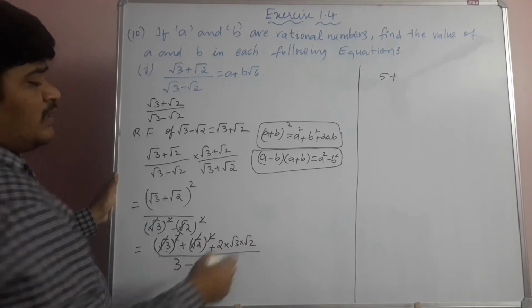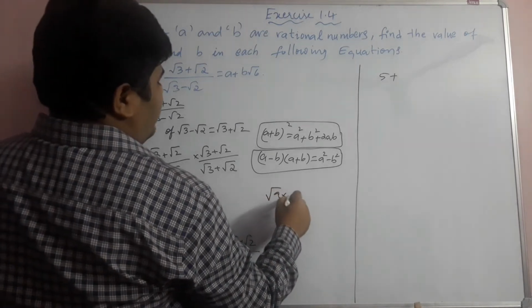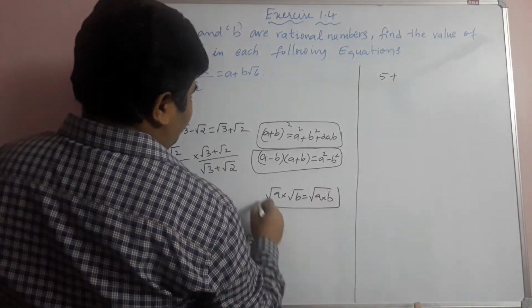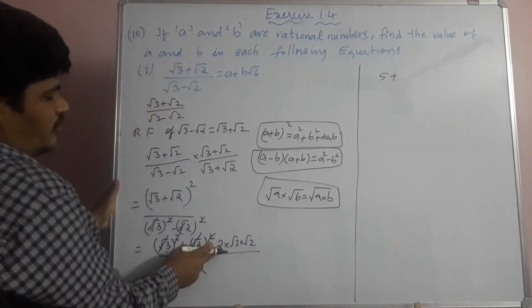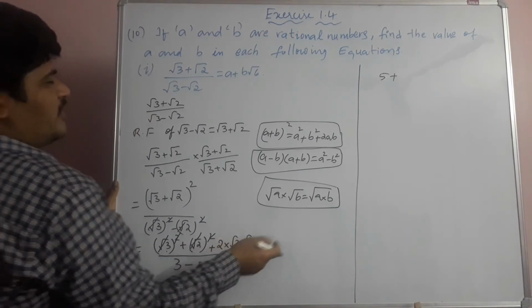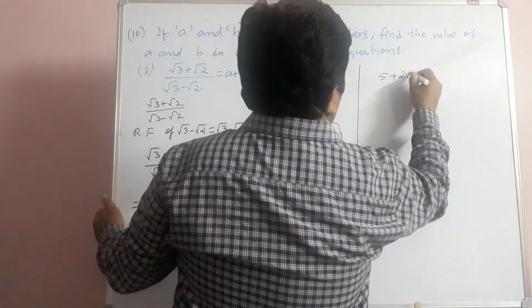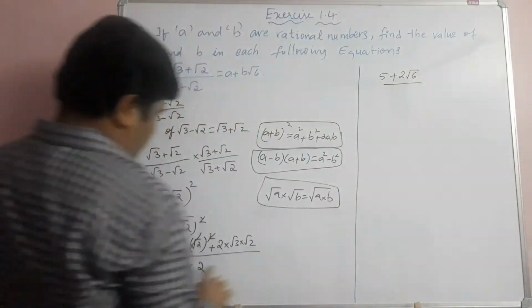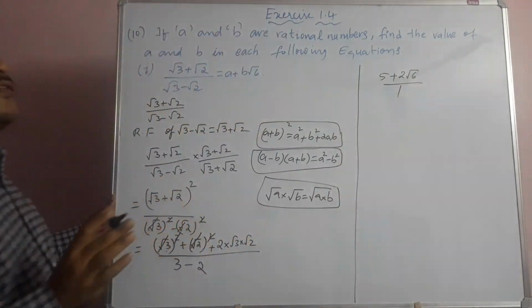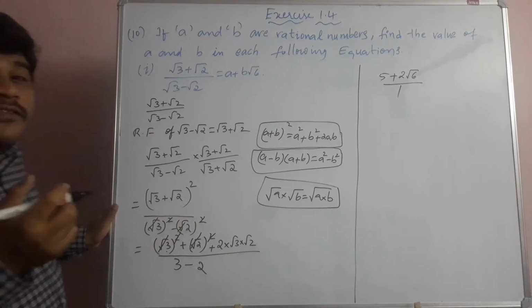So we have the formula root a into root b is equal to root of a into b. So 2 into root 3 into root 2 can be written as root 6. So 2 root 6. 5 plus 2 root 6 by 3 minus 2 is what, students? 1. 5 plus 2 root 6 by 1 is there.